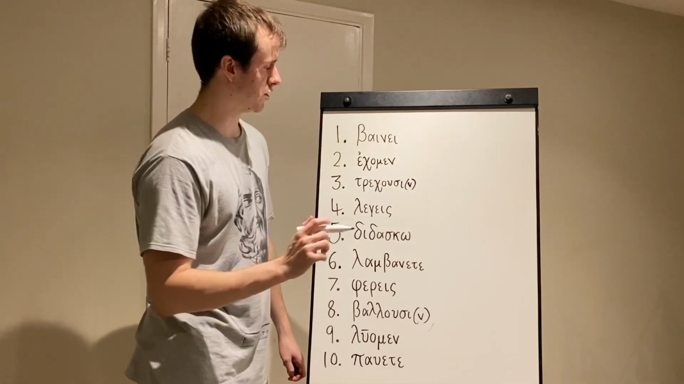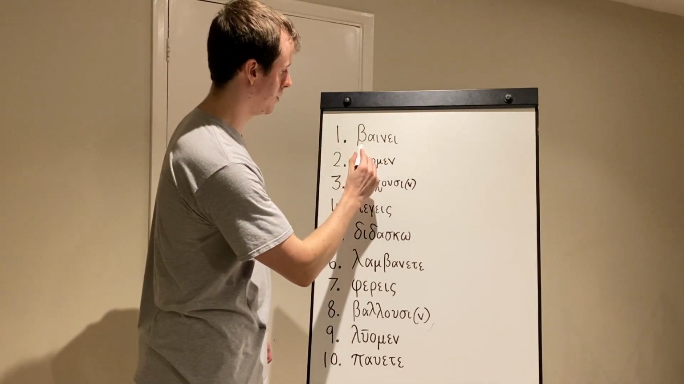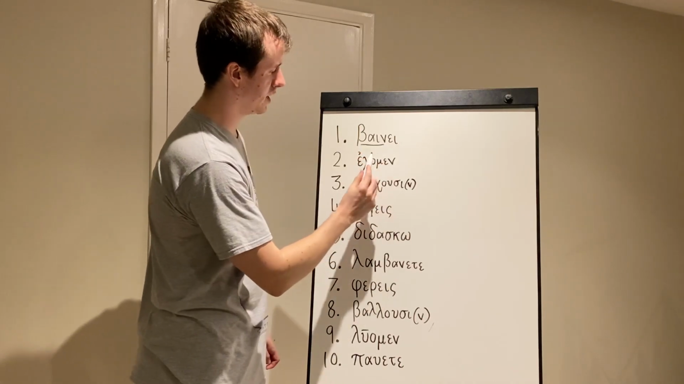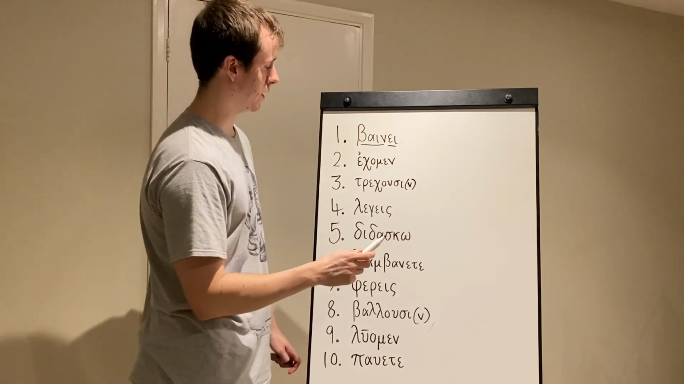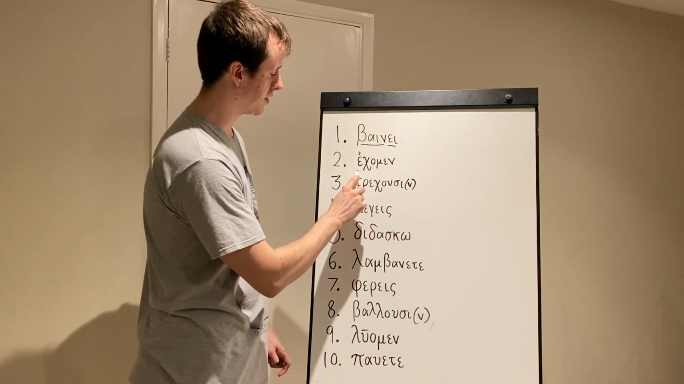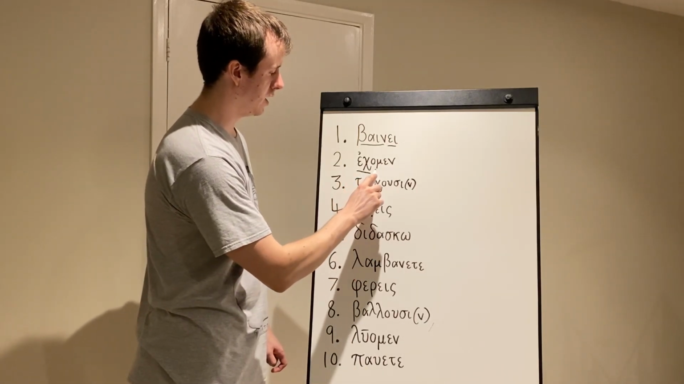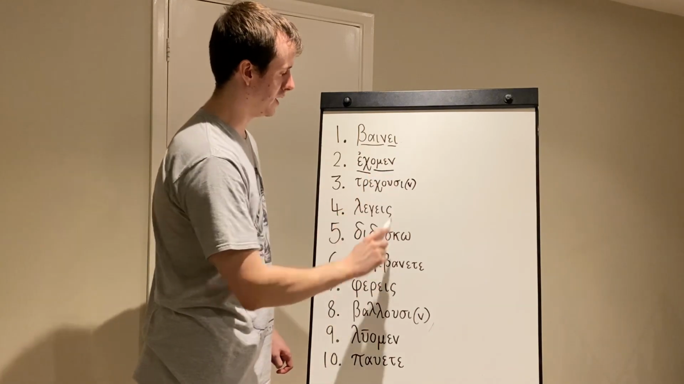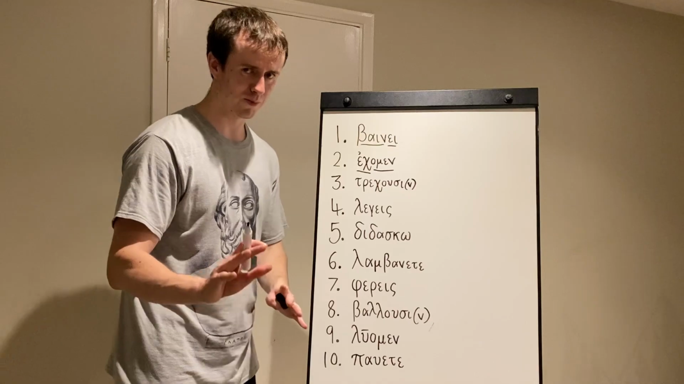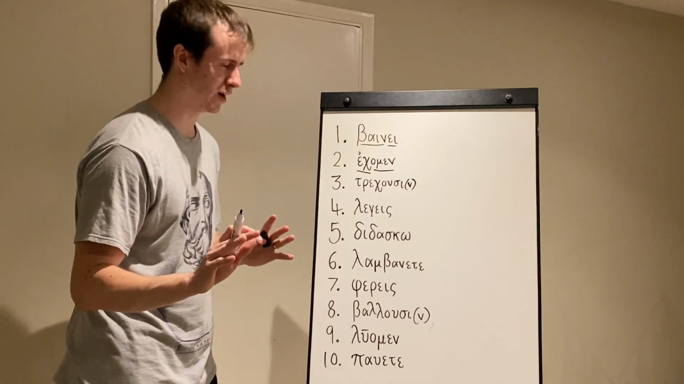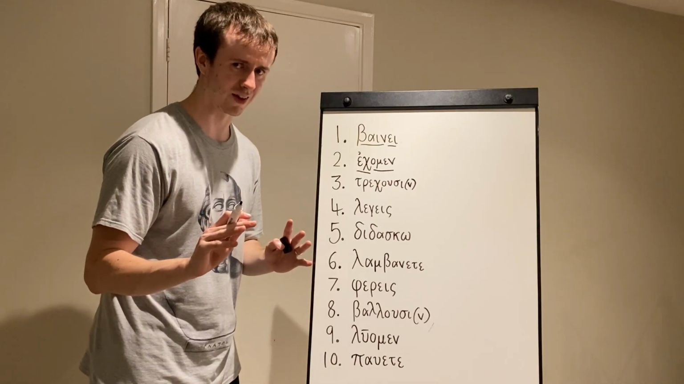Remember, if you're still finding it tricky, divide the verb into its stem. So in the case of baine, it's bain and its person ending. And you should be able to work out the meaning from there. Or with echomen, its stem, ech, and its person ending, omen. Please pause the video and have a go. Okay? I'm trusting that you've done this. I'm now going to reveal the answers.